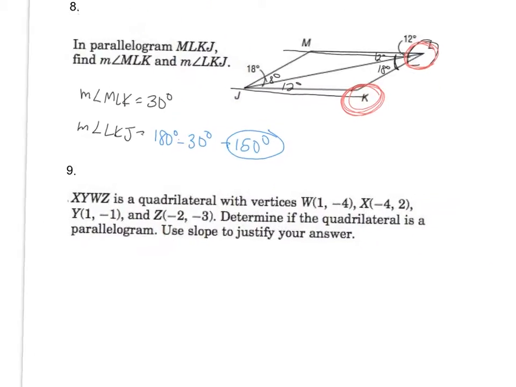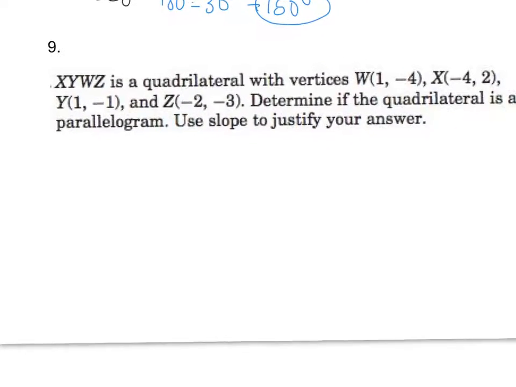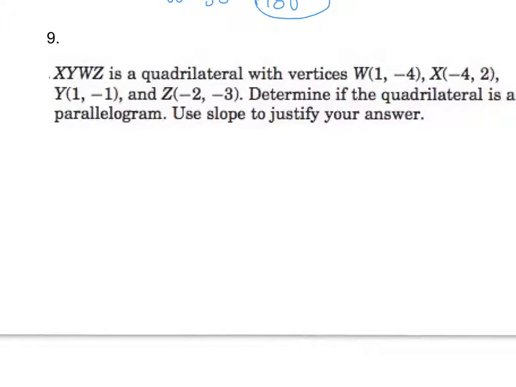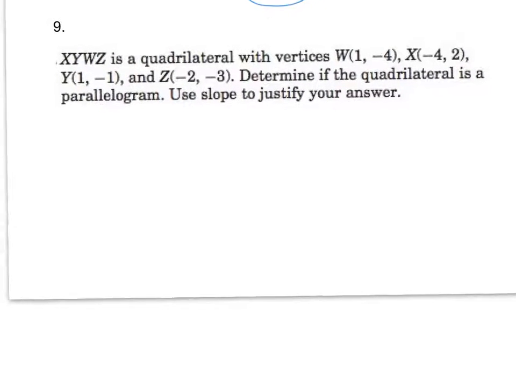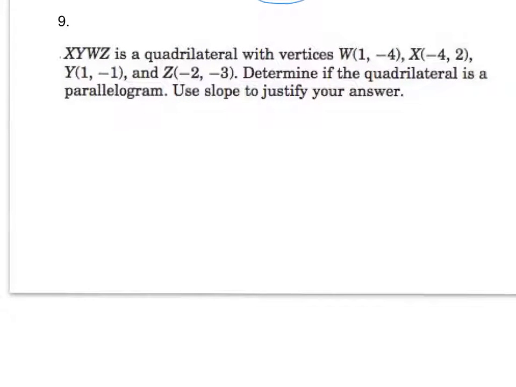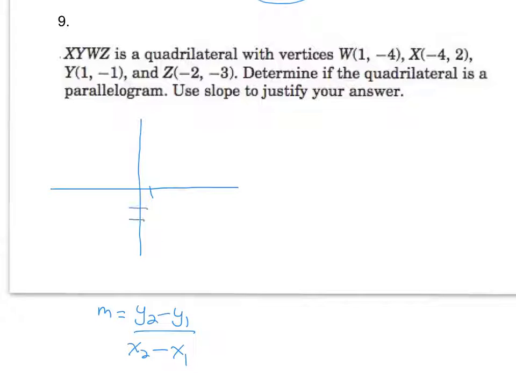Okay, let's look at our last problem. It says XYWZ is a quadrilateral with these vertices on the coordinate plane. Determine if it's a parallelogram. Use slope to justify your answer. So we had a theorem way back in the beginning of our class that said we could find slope by using this formula: y2 minus y1 over x2 minus x1. So we'll use this to find the slope of some of these lines.